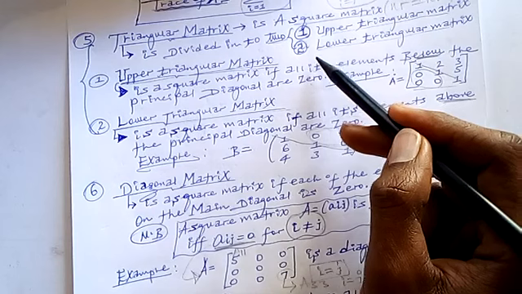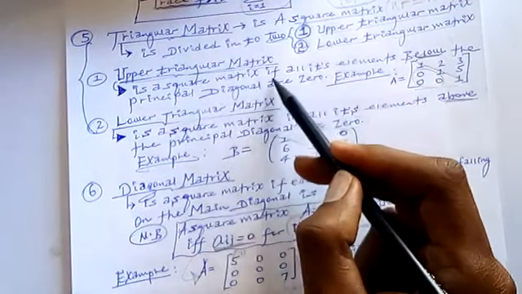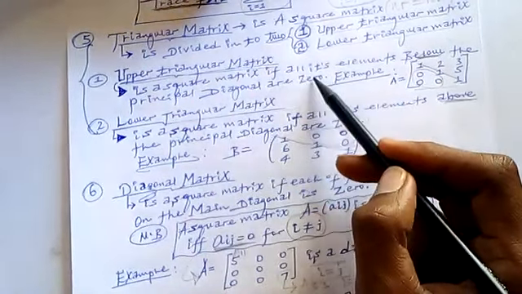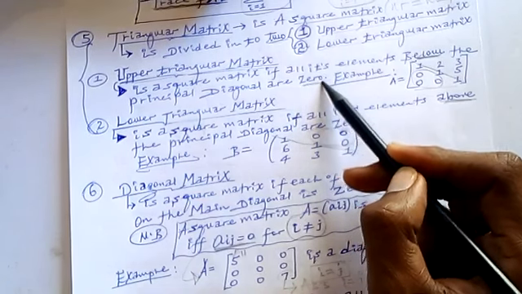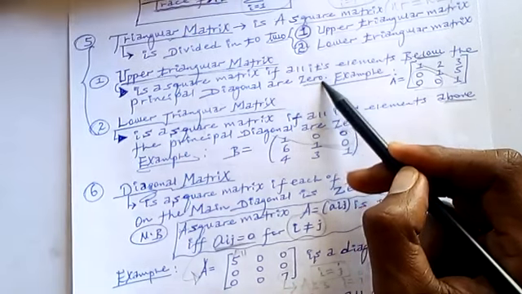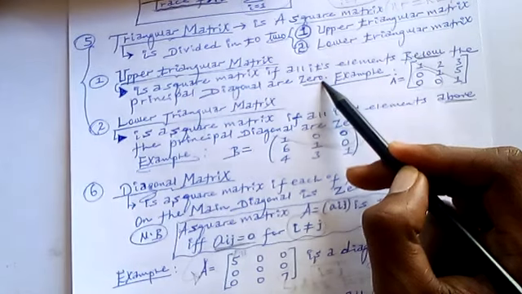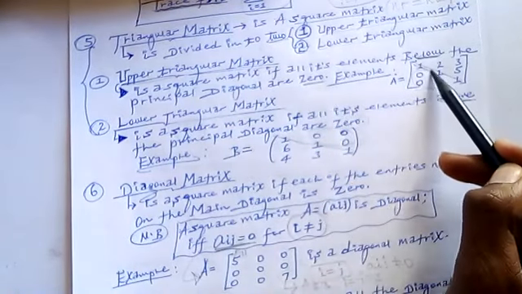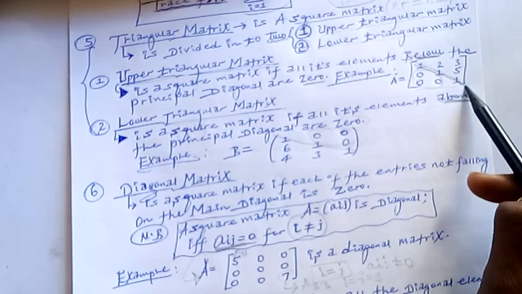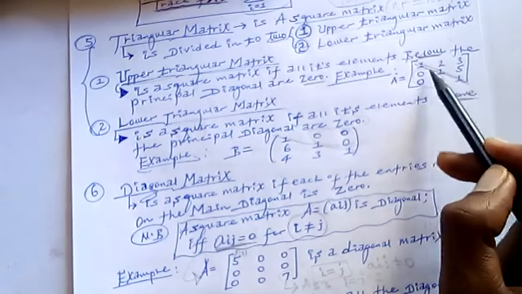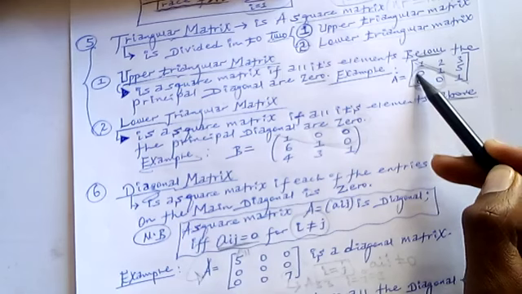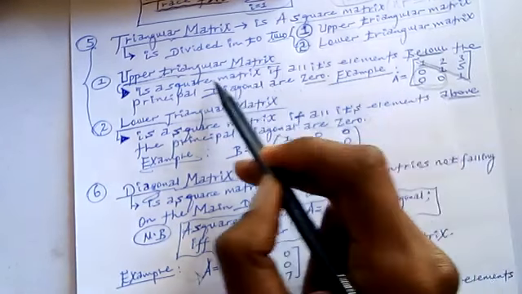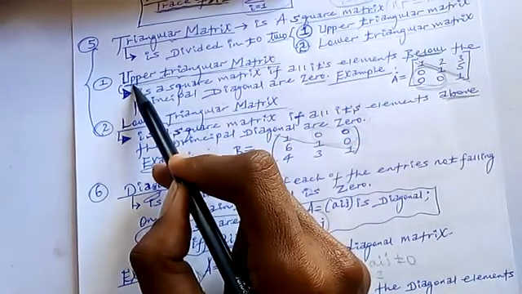The upper triangular matrix is a square matrix in which all elements below the principal diagonal are 0. Here, the 1, 1 entries are the main diagonal elements. Below the main diagonal elements, all the entries are 0. Therefore, the matrix is the so-called upper triangular matrix.